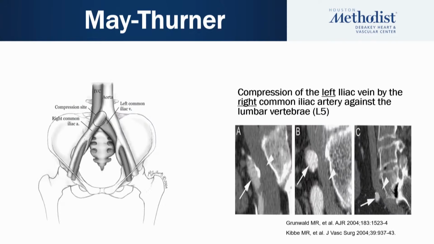May-Thurner syndrome entails compression of the left iliac vein by the right common iliac artery against the L5 lumbar vertebra.